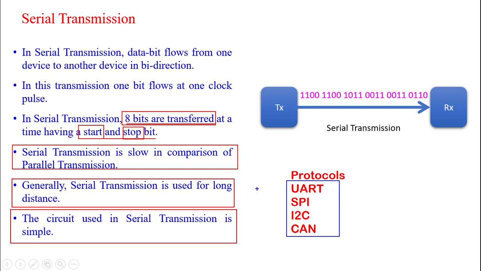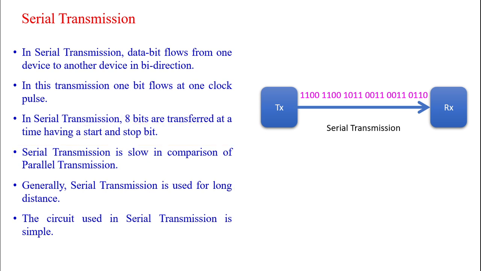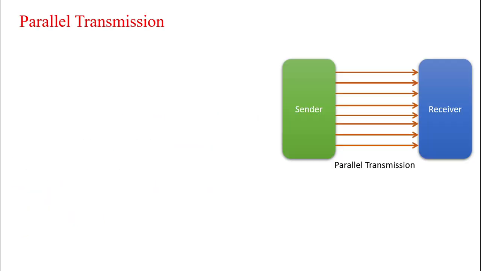Now let us move to the next topic called parallel communication. In parallel communication, a group of bits will be transmitted. You can see here I'm considering 8 bits at a time. In the diagram you can see we have a sender and a receiver, but the sender will transmit a group of bits at a time. So what do you mean by parallel communication? A group of bits will be transmitted at a time.